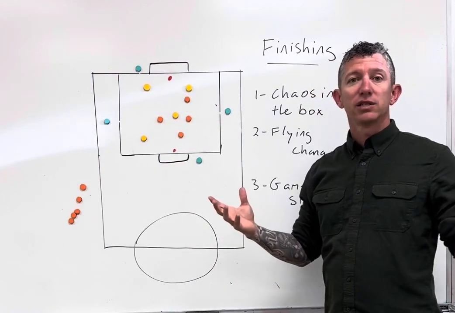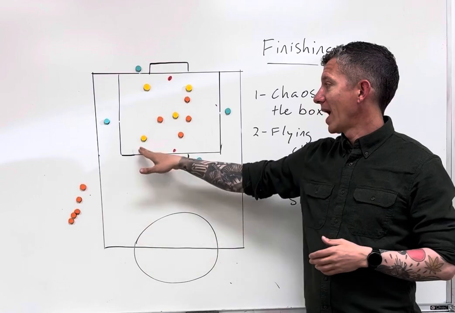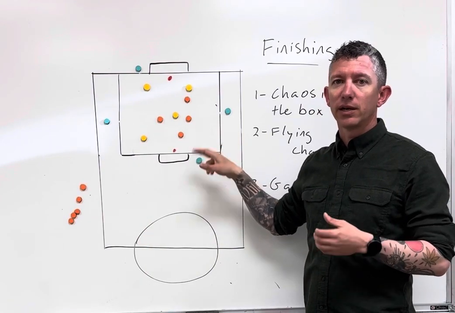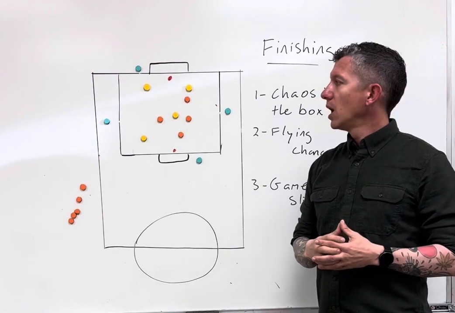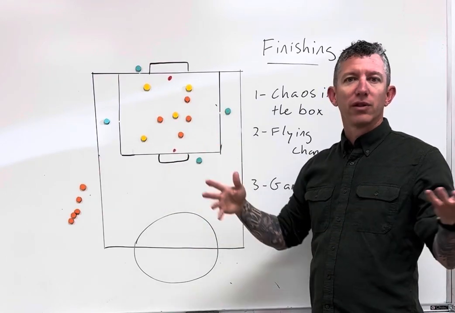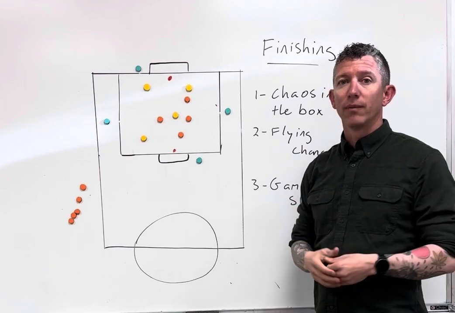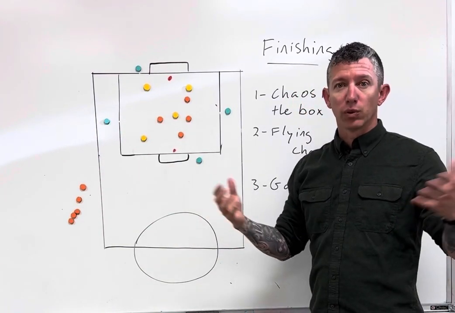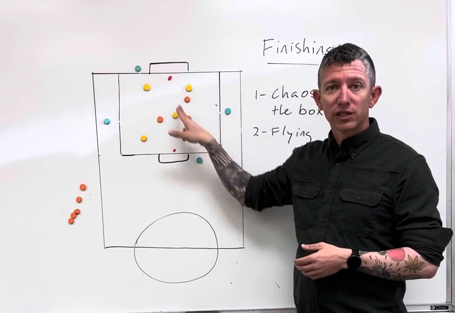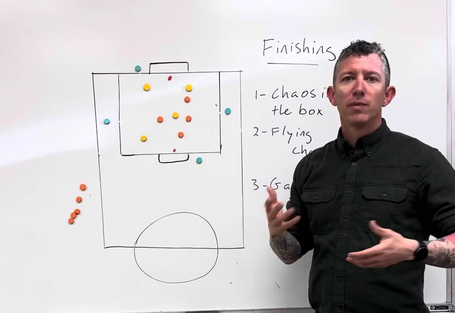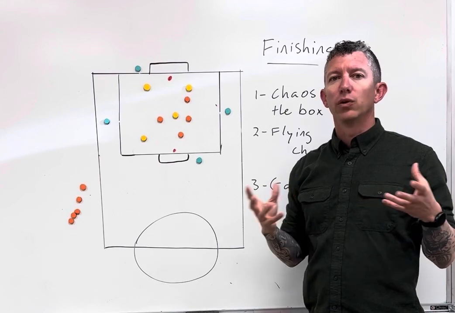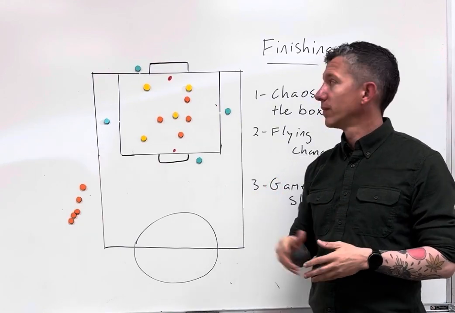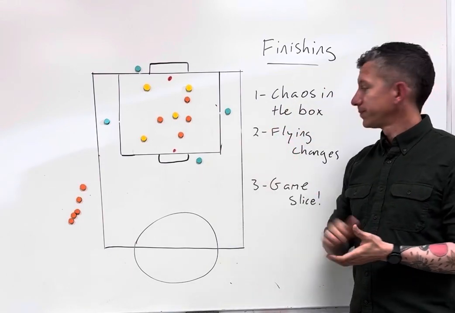For something like this, I would probably keep it open. I might add a no-go zone to protect the keepers if you think that's necessary, or maybe a one-touch finish zone, and play to 3, play to 5, and then rotate out. You could also add in some incentives. If you finish with a header from a cross, it's worth 2. If you finish from a one-touch cutback, it's worth 2. You can manipulate the variables to create those more incentivized situational outcomes that you're looking for. So, chaos in the box.